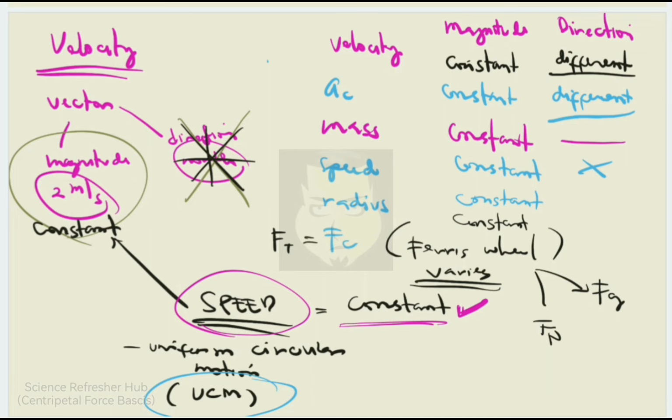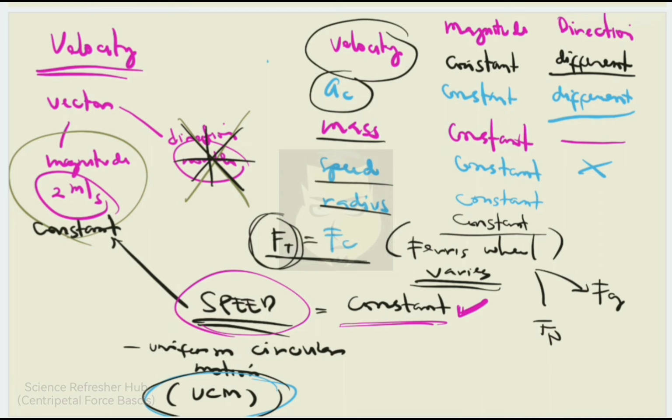So we have mass constant, we have speed constant, radius, and centripetal force. If the force is tensional force, a rope, and then you rotate the object tied in that rope, as long as it's uniform circular motion, tension force is constant all throughout the rotation. Only the acceleration and velocity is not constant due to their direction.